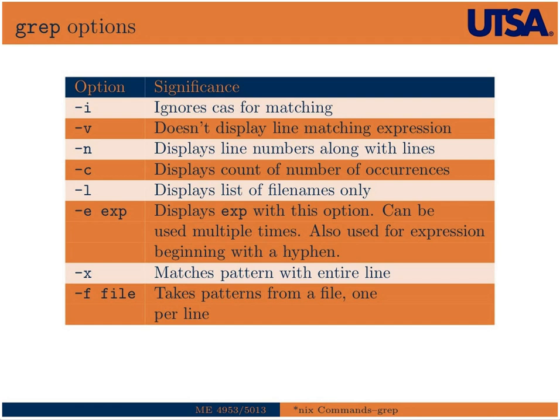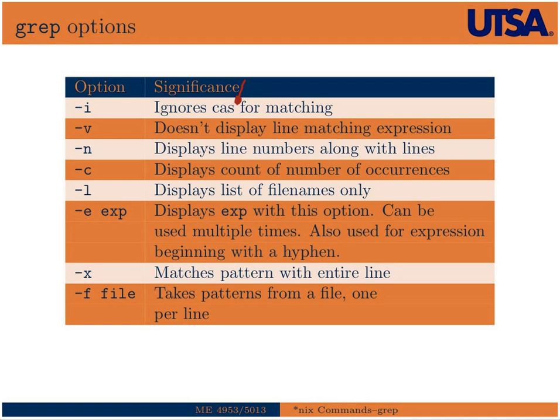Here's some of the options for grep. Probably one of the most used is the dash i, which ignores case. That should be case. I'll correct that in the notes. Ignores the case for matching purposes. Dash v actually is kind of a negation, or it displays the opposite of what you ask it to do. So it doesn't display the matching expression, but displays other ones. So n will display the line numbers and so on.